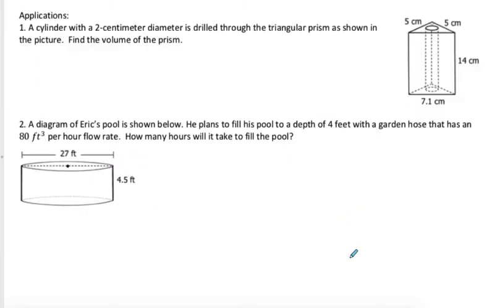The last 2 problems today we have are applications. So on number 1, it says a cylinder, okay, so we know what that is, with a 2 centimeter diameter is drilled through the triangular prism as shown in the picture. Find the volume of the prism. All right, so it's like we drilled out this hole, and that's why it's kind of dashed in there. So this is an empty hole.